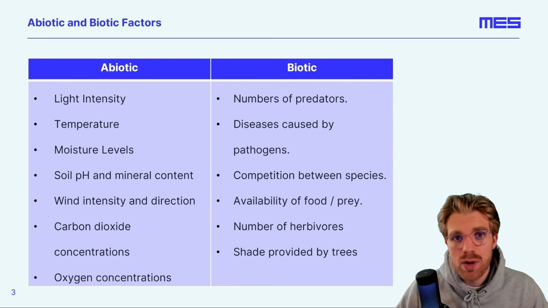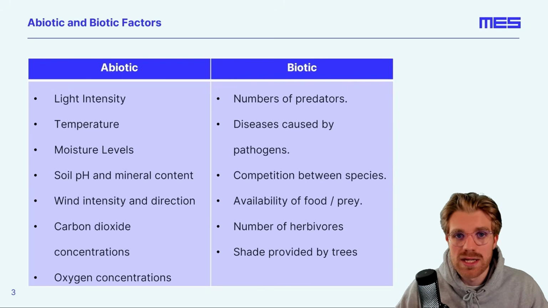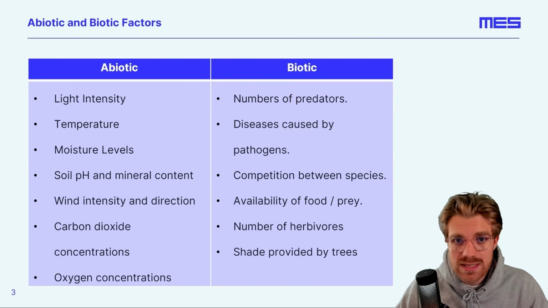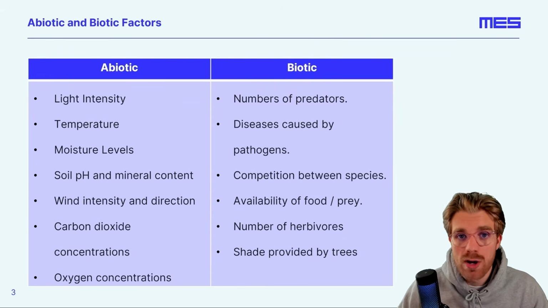But if we imagine a population of rabbits, why would light intensity affect a population of rabbits? Well, if there is a reduced light intensity, there is going to be reduced photosynthesis, which means there is reduced growth of plants. And if there's reduced growth of plants, there's then less food available for the rabbits. So this brings us into our biotic factors.